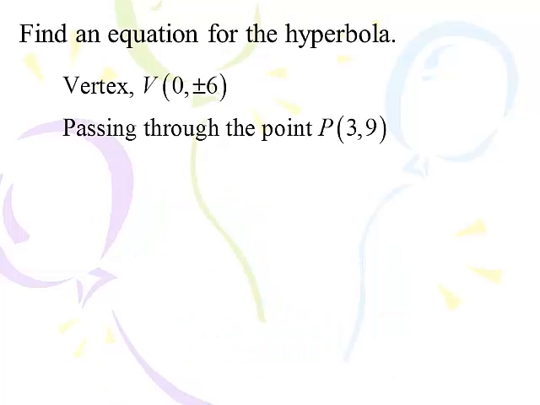Moving on. All right, find the equation of the hyperbola. Here's the vertices, and there's a point it's passing through. So we know it's going to be y squared first, and we know that a is 6, and that means a squared is going to be 36. What we don't know is the b squared. So we're going to write what we know, and then plug in the 3 for the x, the 9 for the y, and solve it.